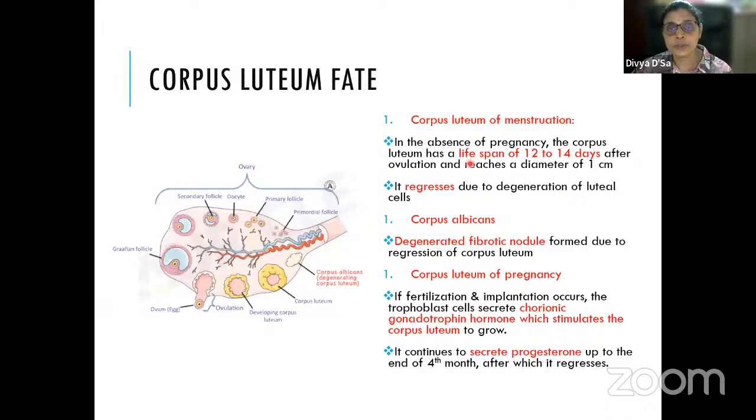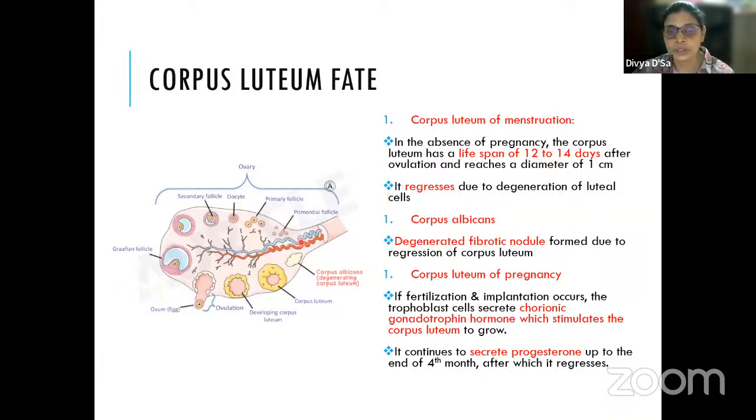So the fate of the corpus luteum: we see three types, three stages. One is the corpus luteum of menstruation. The other one is the corpus albicans. And the third is the corpus luteum of pregnancy. So here, what happens? Corpus luteum of menstruation is in the absence of pregnancy.